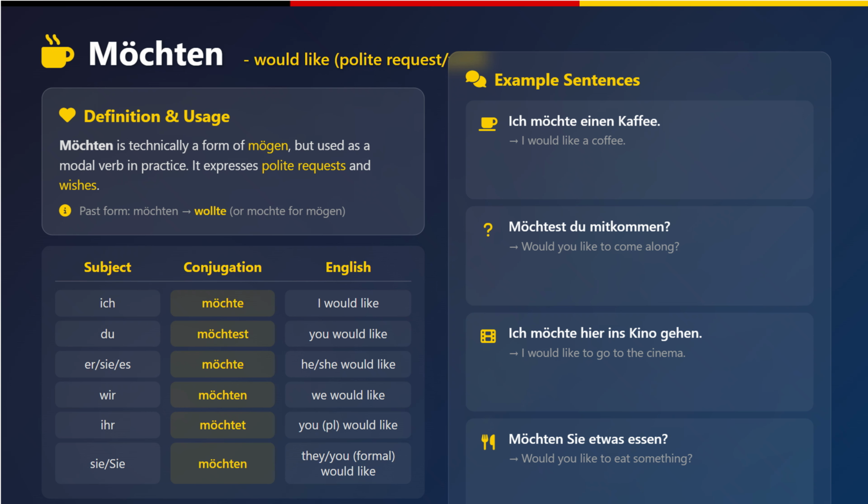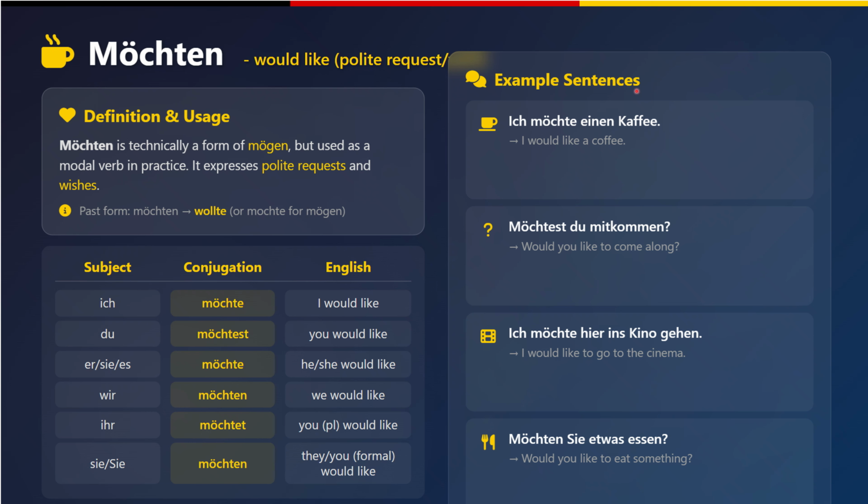Möchten is a very polite modal meaning would like. It is actually a special form of mögen but is used independently as a modal verb for polite requests and wishes. The conjugation forms are ich möchte, du möchtest, er/sie/es möchte, wir möchten, ihr möchtet, sie möchten.